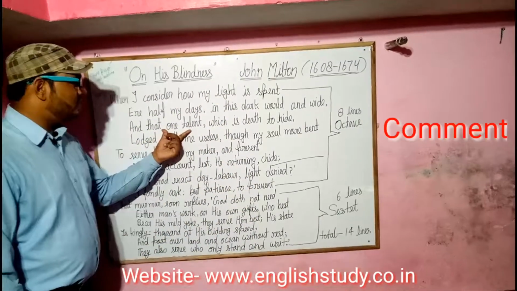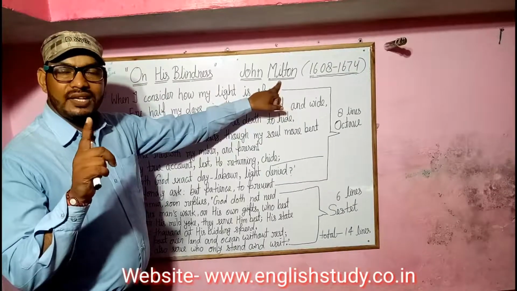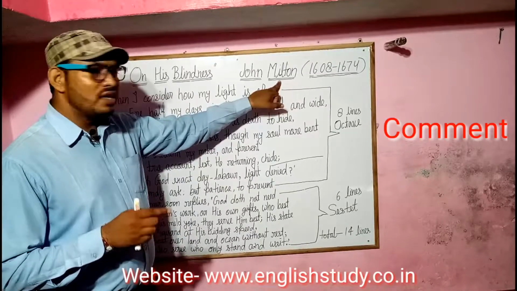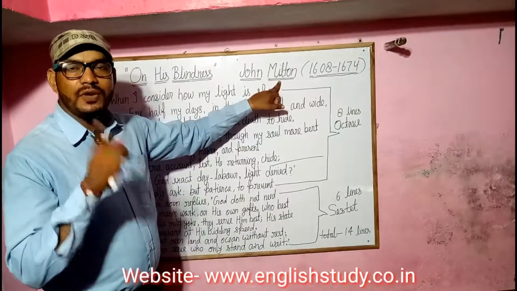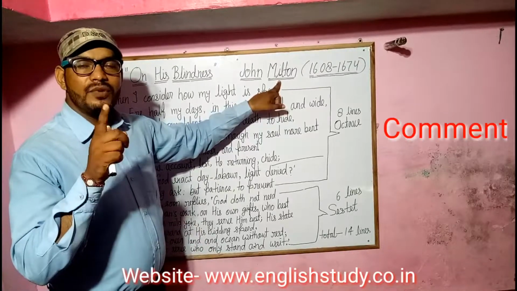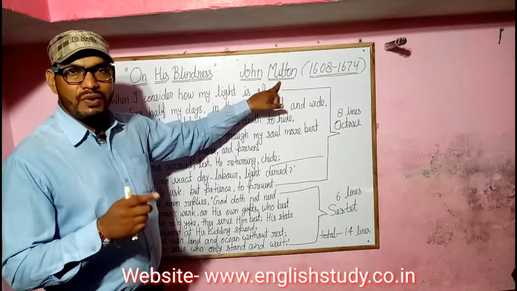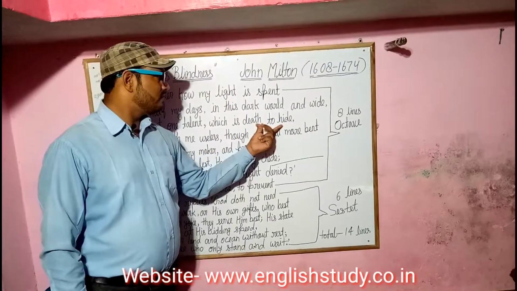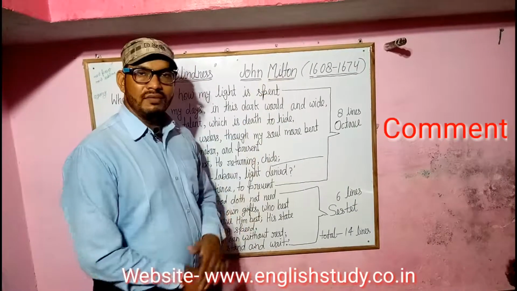And that one talent, the poet Milton thought that he had only one talent. God had sent him to this earth with a powerful talent, and that talent was the poetic talent of composing poems, and to serve humankind, human beings, which is death to hide. This is the worry of Milton.